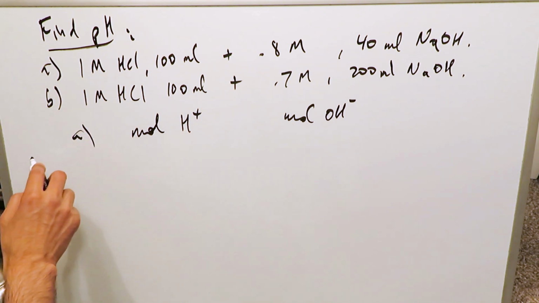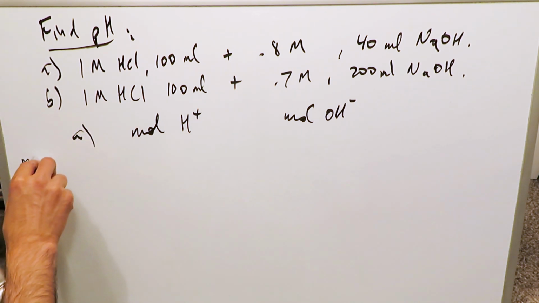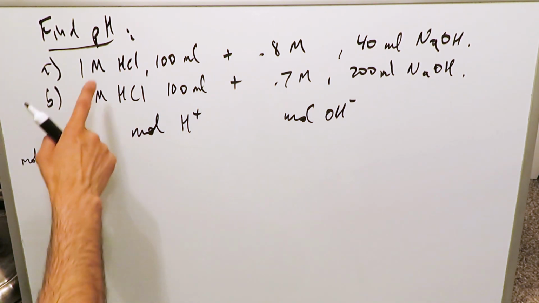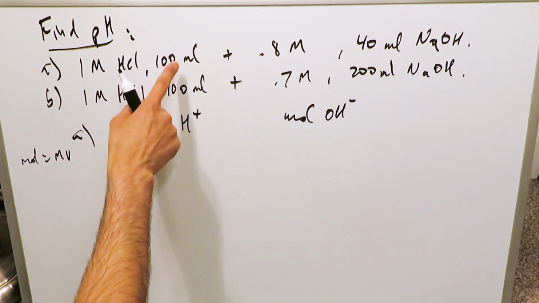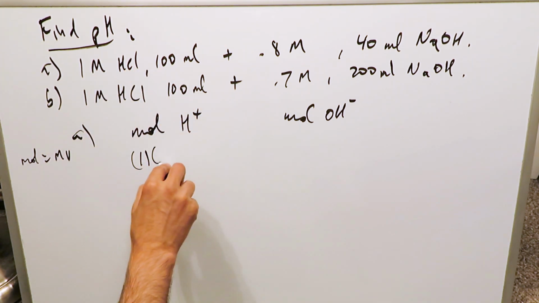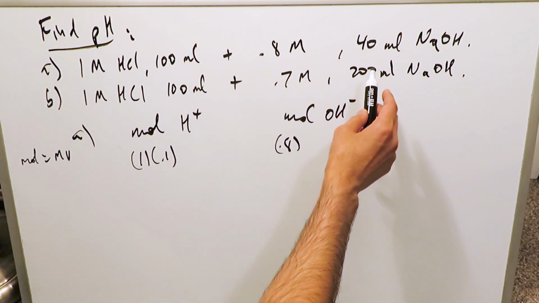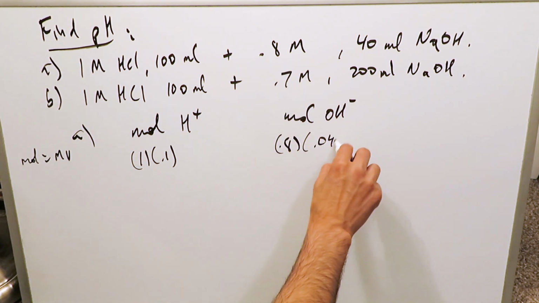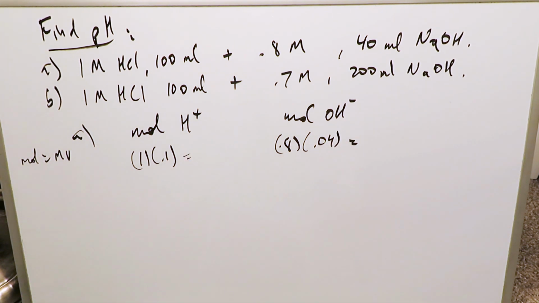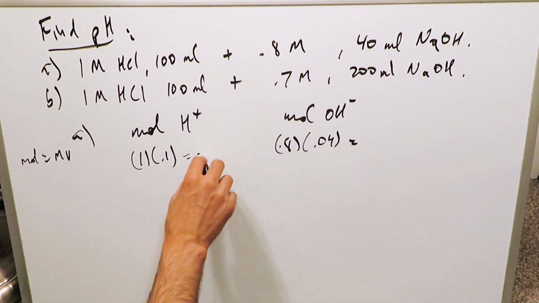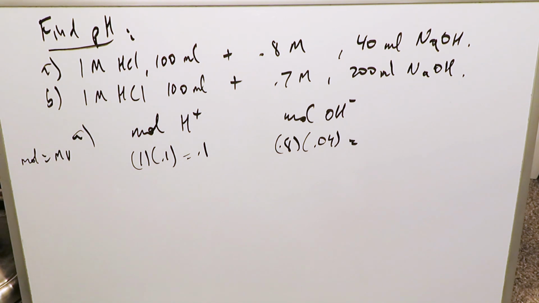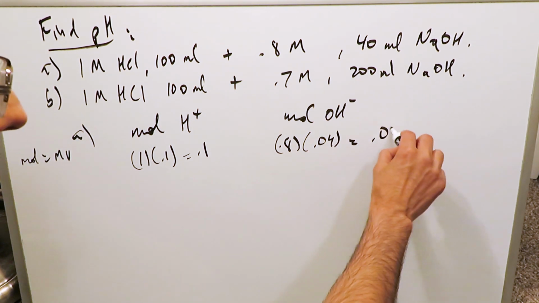Molarity is equal to moles divided by volume, so moles is equal to M times V. Convert everything to liters. We have 1 molar and 100 ml, that would be 1 times 0.1. Here we have 0.8 molar and 0.04 liters, which is 40 ml. Which one would be more? You'd have to compute it. 1 times 0.1 is 0.1. 0.8 times 0.04 is 0.032.